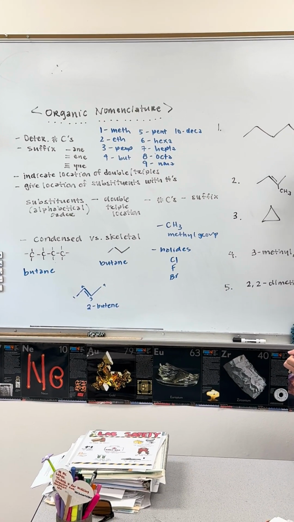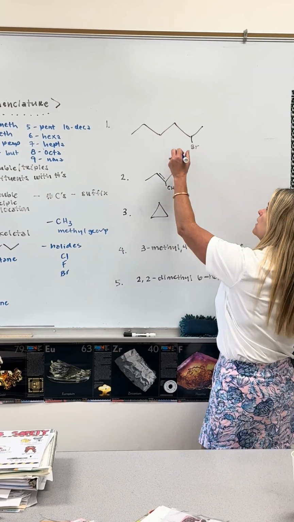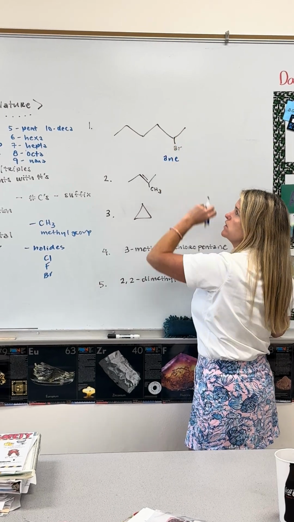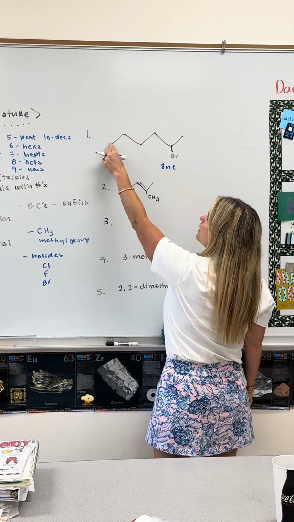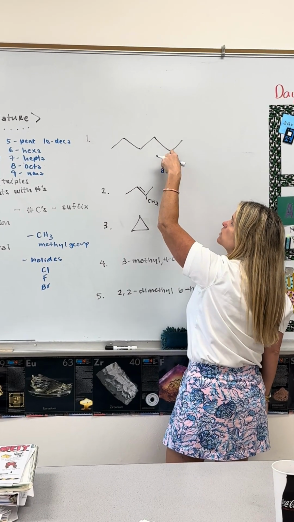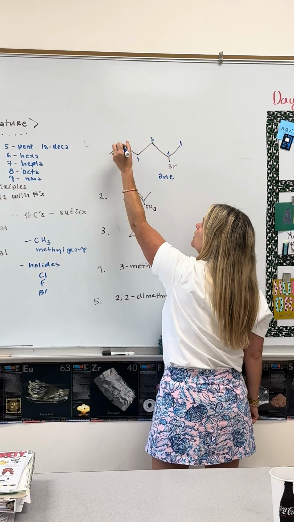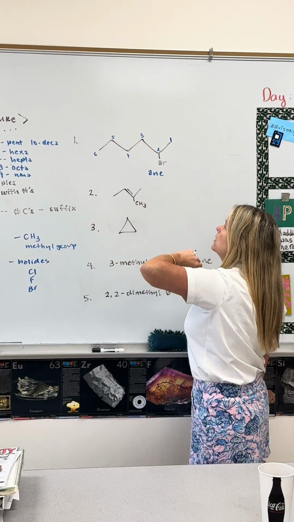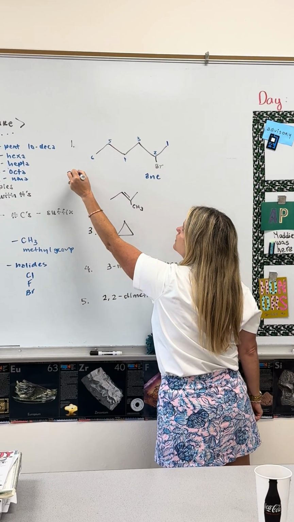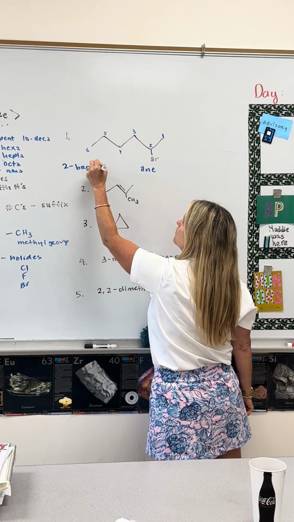So let's take a look up here where we don't have any doubles or triples. So the ending here is going to be ane. That's easy. And we want to start numbering where the substituents give us the lower number. So if I number this way, it'd be 1, 2, 3, 4, 5, 6. But if I number this way, this would be at the 2. So I have to number from the opposite direction this time, because again, you want the lowest number for the substituent. So you're going to give the location of the substituent. So this is a 2. And you give dashes between the numbers, 2, and we're going to say bromo. And how many?